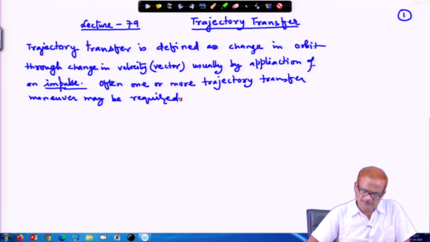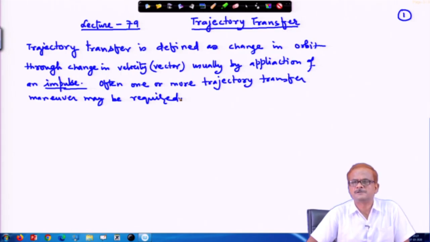So, in general you will see that a minimum of two is required, but say you want to throw a satellite out of the satellite orbit into space, getting it lost. Okay, so one impulse can be enough in that case, but in general if you are doing an earthbound satellite maneuver, a minimum of two impulses is required for one trajectory transfer.